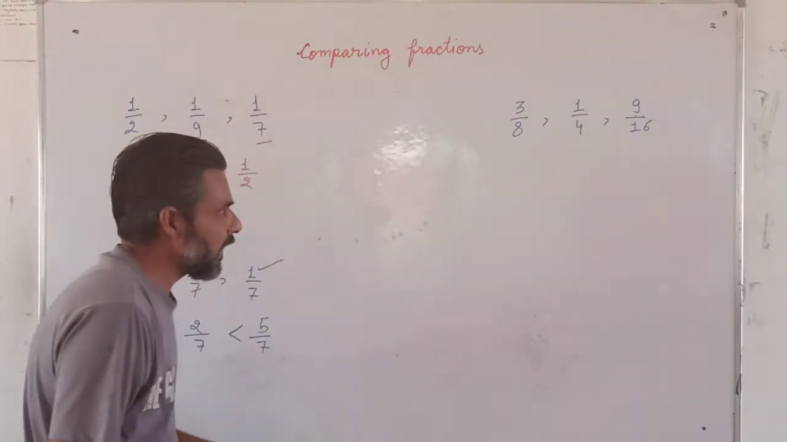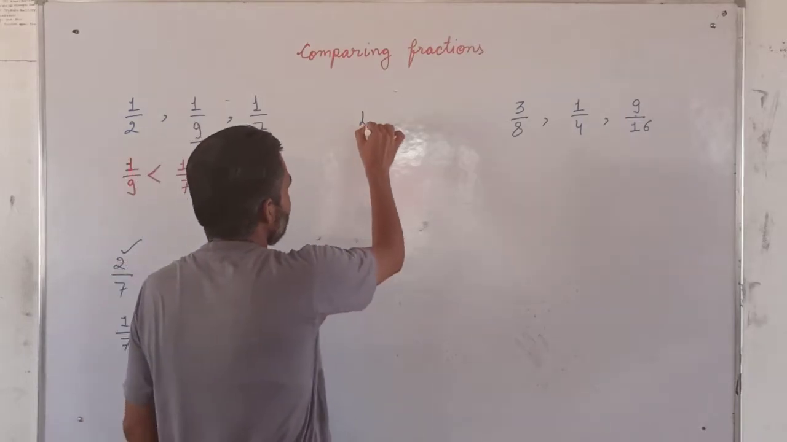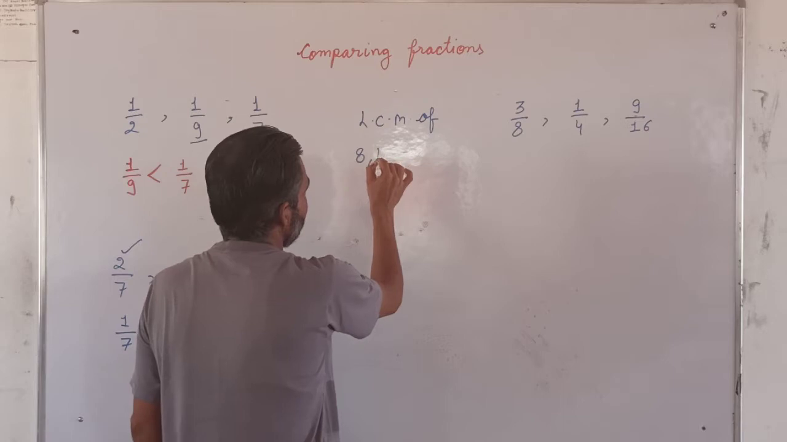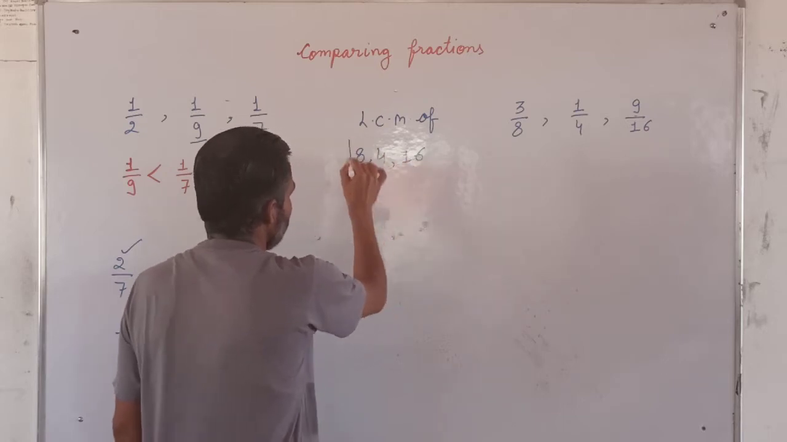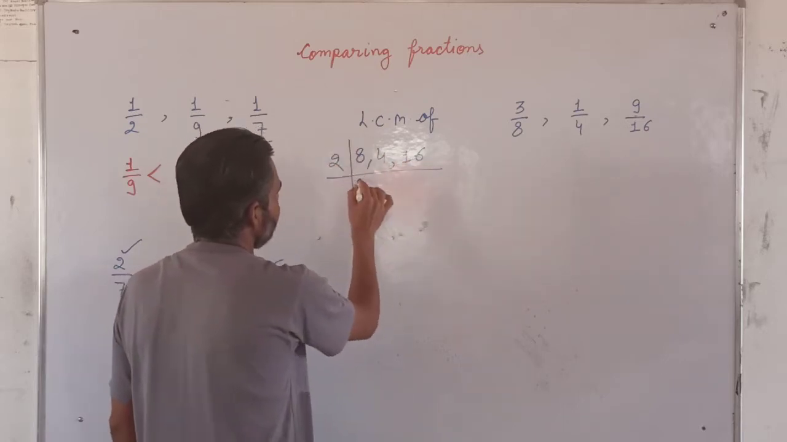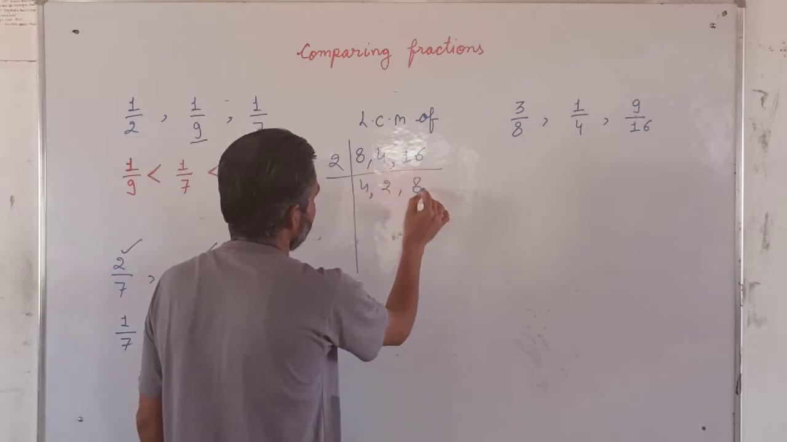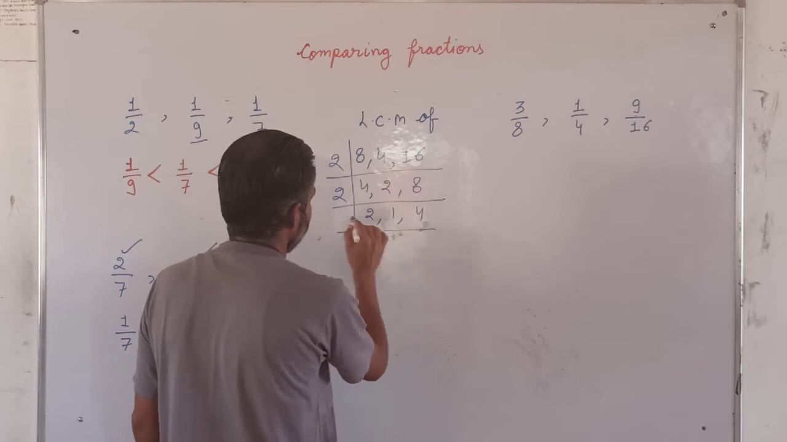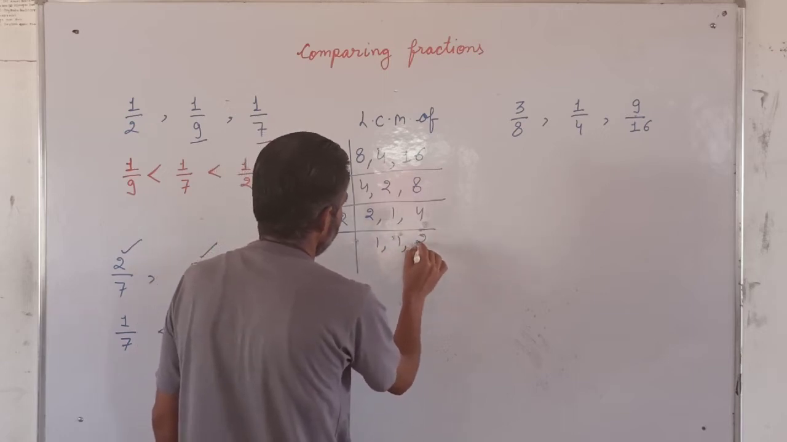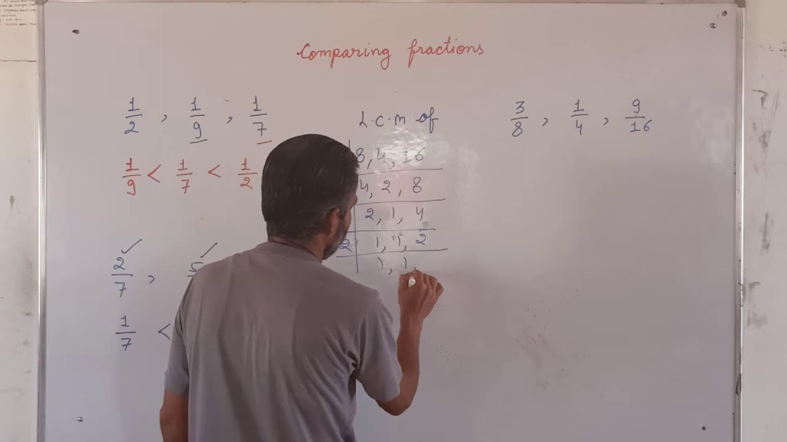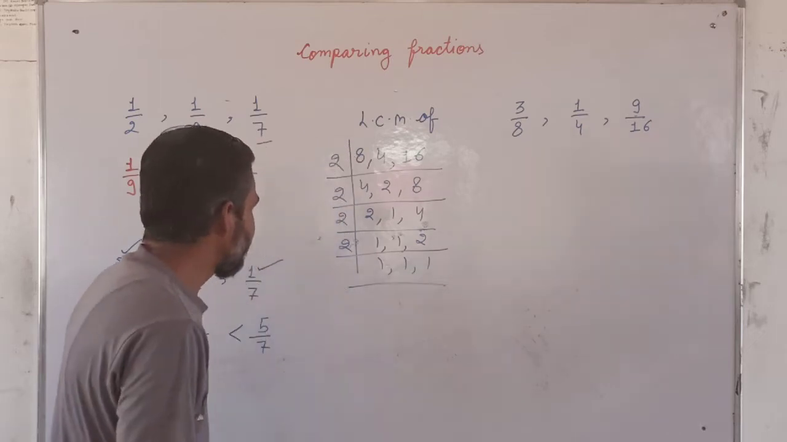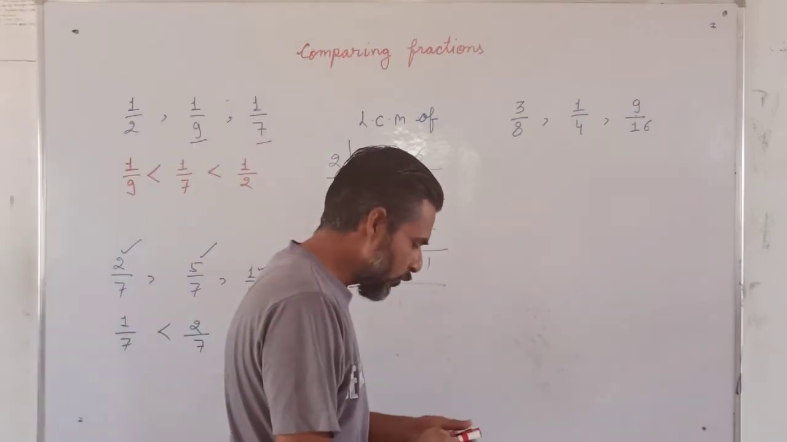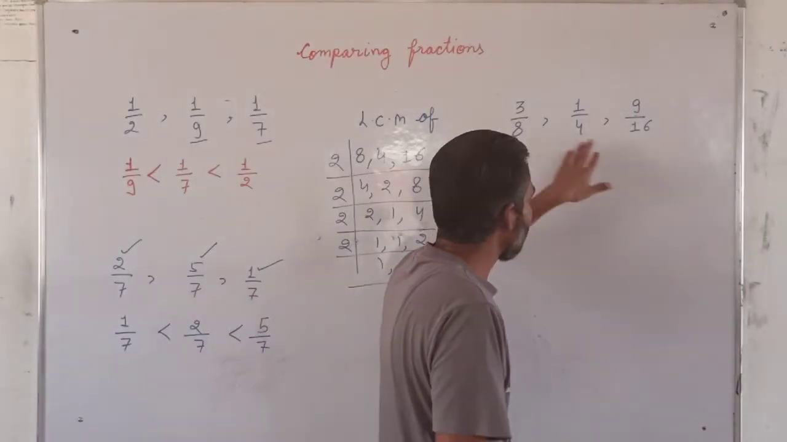First of all, we will find the LCM of 8, 4 and 16. You can find the LCM easily. So the LCM will be 16. So what we have to do? We have to make the denominator 16.